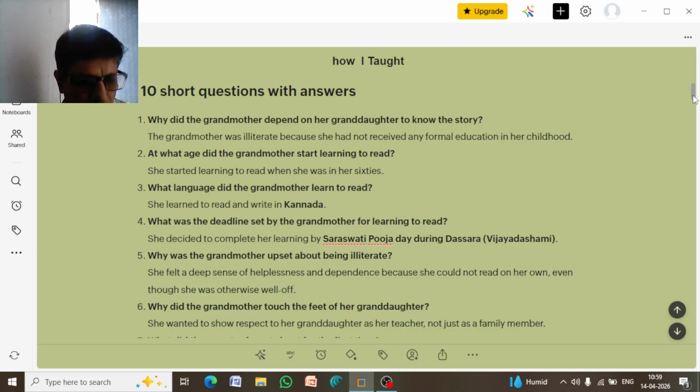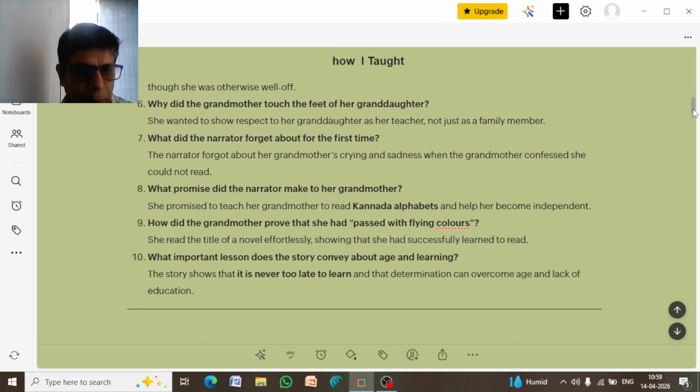Question number 5. Why was the grandmother upset about being illiterate? Answer. She felt a deep sense of helplessness and dependence because she could not read her own story, even though she was otherwise well off. Now question number 6. Why did the grandmother touch the feet of her granddaughter? Answer. She wanted to show respect to her granddaughter as her teacher, not just as a family member.